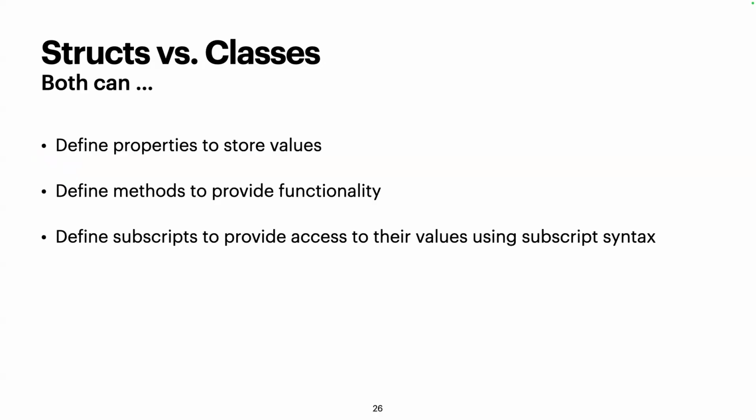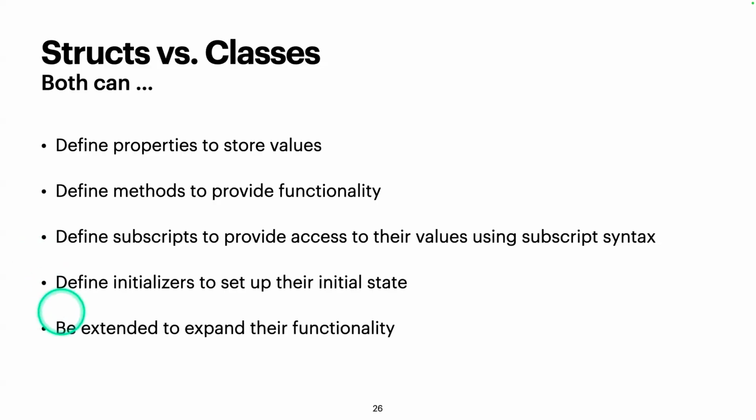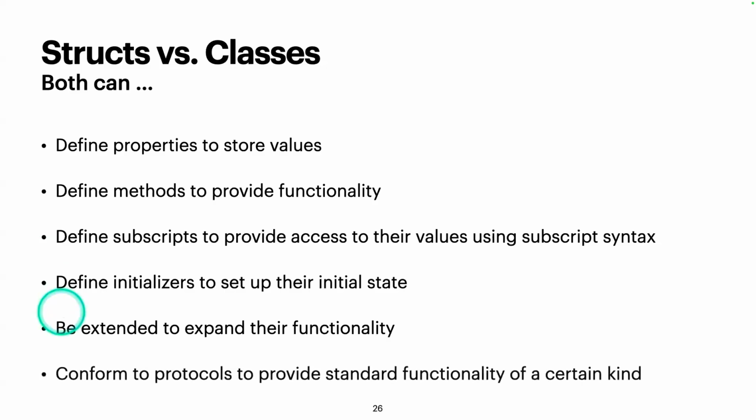You don't need to worry about this, but what's cool in Swift is that you can have subscript notation. Remember how we can index into a variable and we use that bracket? Well, you can do the same thing for a struct or a class or object. This is really cool. But again, you can define initializers if you want, and you can extend them to expand their functionality. You can conform to protocols.